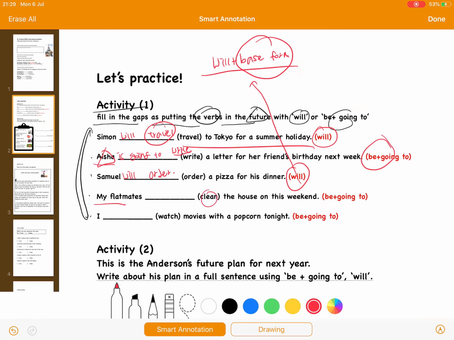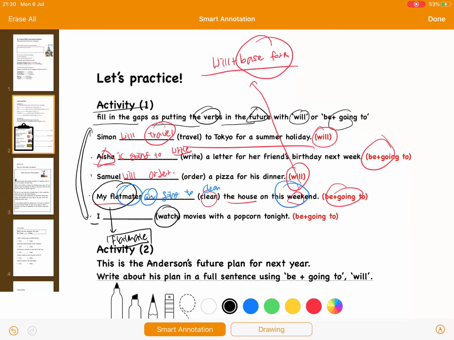My flatmates clean the house this weekend. We need to use be going to in this sentence. Let's have a look at the subject here: my flatmates. If the subject was flatmate, we could use is. However, flatmates is plural, so flatmates are going to clean. My flatmates are going to clean the house this weekend. Very good. Now let's move on.